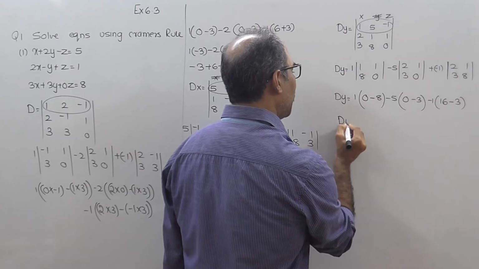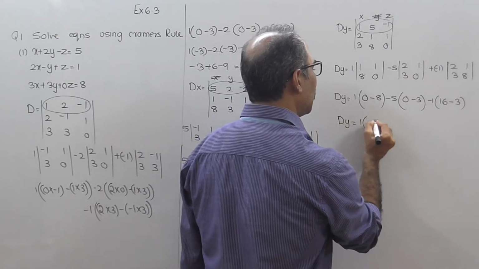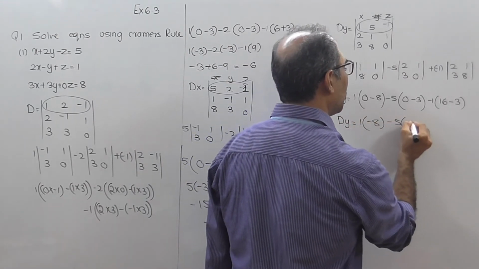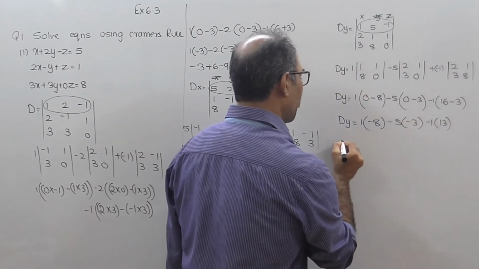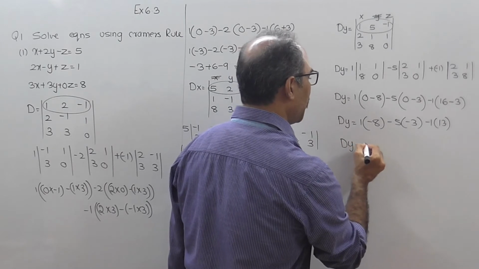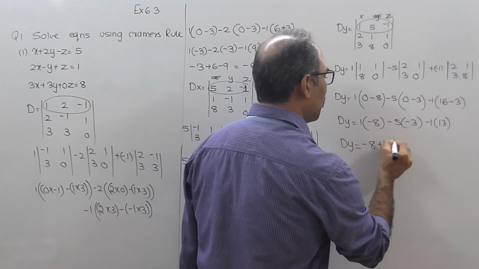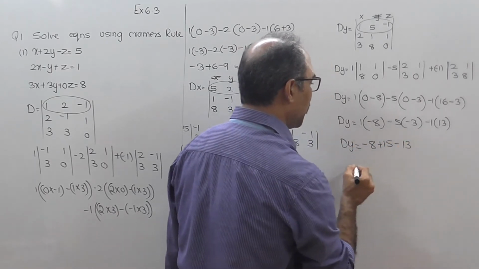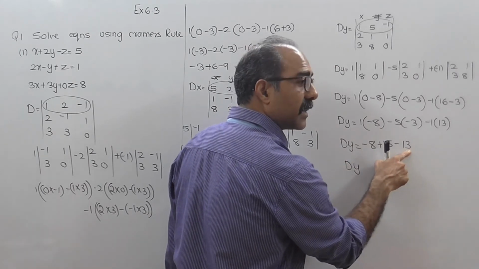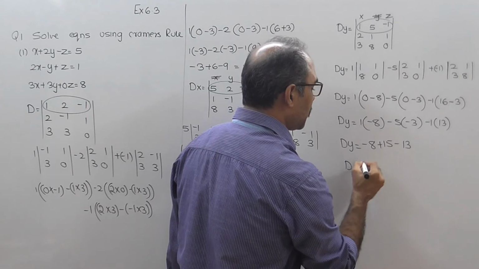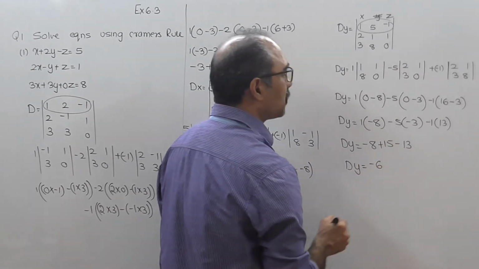So I get my dy as 1 minus 8 minus 5 minus 3 minus 1 into 13. So dy will be equal to minus 8 plus 15 minus 13. I think my dy will be minus 8 minus 13. How much will it come? Minus 21. Minus 21 plus 15. The answer is minus 6.